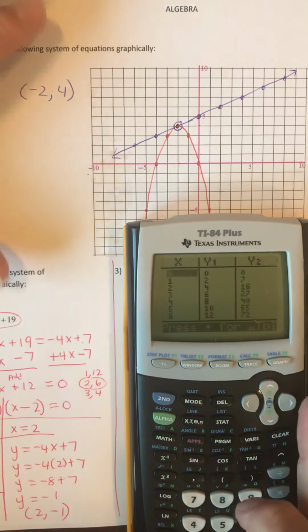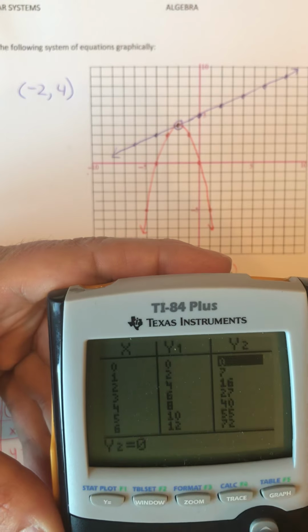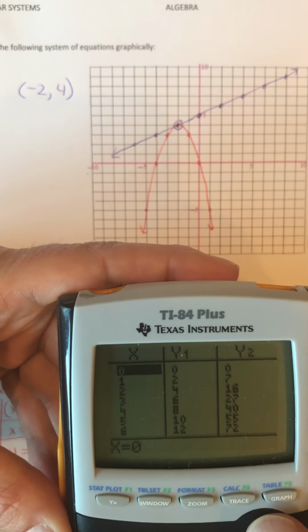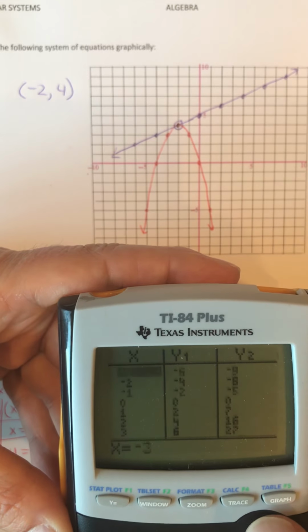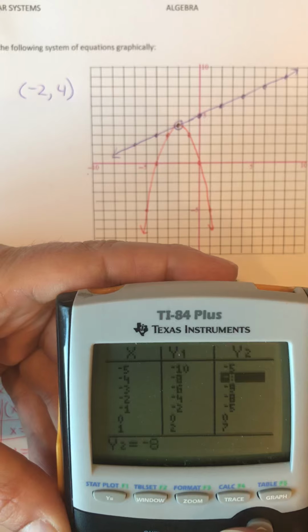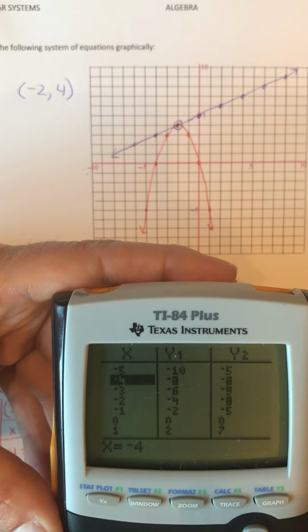So we're going to go to our table. And you'll see that at 0, both y values are 0. So 0 is one of our x values. And then if I keep going back, you'll see at negative 4, both have y values of negative 8. So negative 4 is our other value of x.